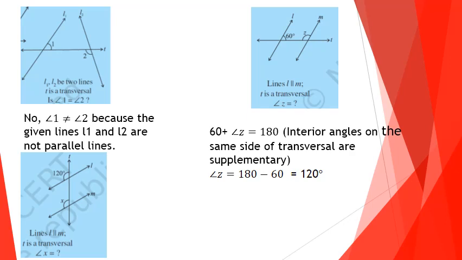Next question, given line L parallel to line M and T is a transversal, what is angle x? Look at the angles marked here, both lying on the same side of the transversal and both angles are above the lines L and M. So what is the name of this pair of angles? Yes, it is corresponding angles. The given lines are parallel, so the corresponding angles are equal. Hence, x equal to 120 degree.